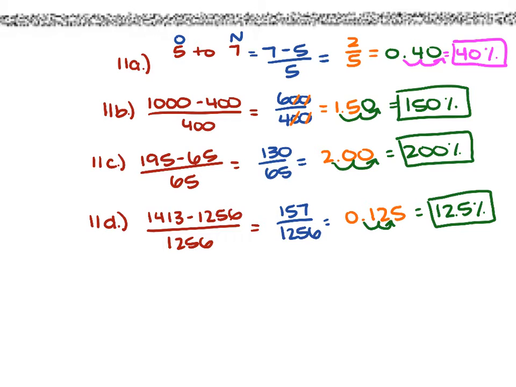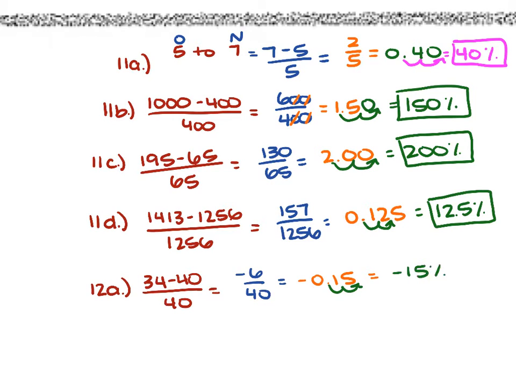For 12, we are finding the percent of decrease. So for A, we're given 40 to 34. So our original is the 40, our new is the 34. New minus original over the original. That's going to be 34 minus 40 over 40. 34 minus 40 is negative 6 over 40. The negative 6 over 40 is negative 0.15. We turn this into a percent. That's negative 15%.